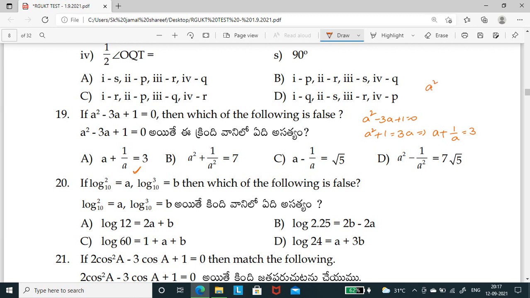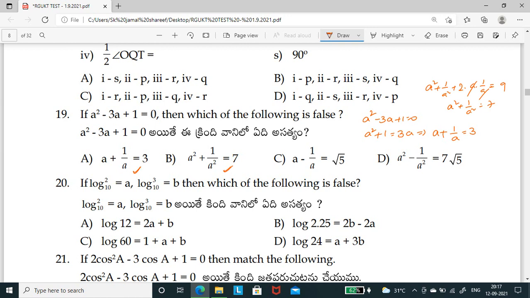So when you square it on both sides, a square plus 1 by a square plus 2 times of a into 1 by a is equal to 3 square, which is 9. So a and 1 by a get cancelled. When you transpose 2, it becomes minus 2. So a square plus 1 by a square is equal to 7. Option B is also true, right?